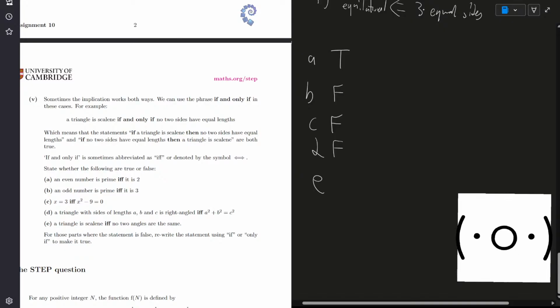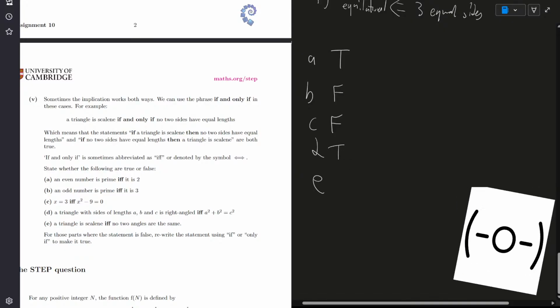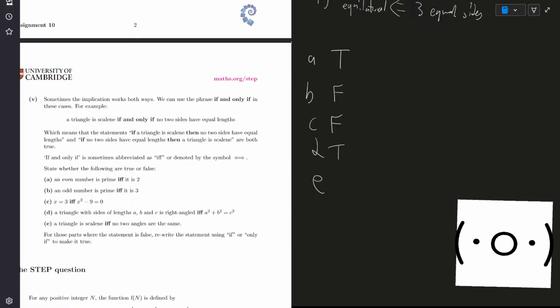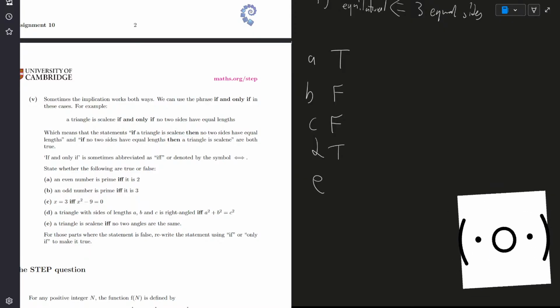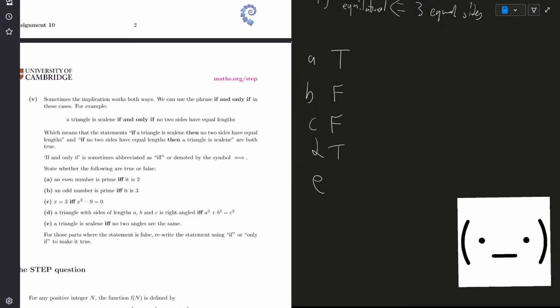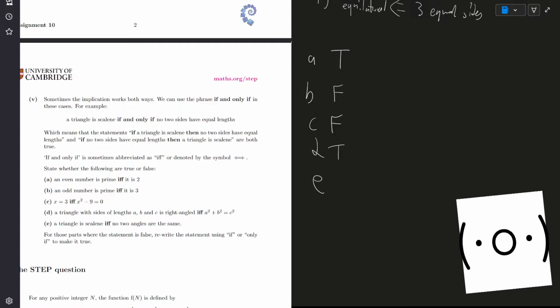Or you can actually consider it true. Yeah, no, I think you could consider it true, because you don't specify which one is which, so you can arrange it any way you want. Yeah, okay. So a triangle is scalene if no two angles are the same. Hmm. Sure, we'll consider it true.